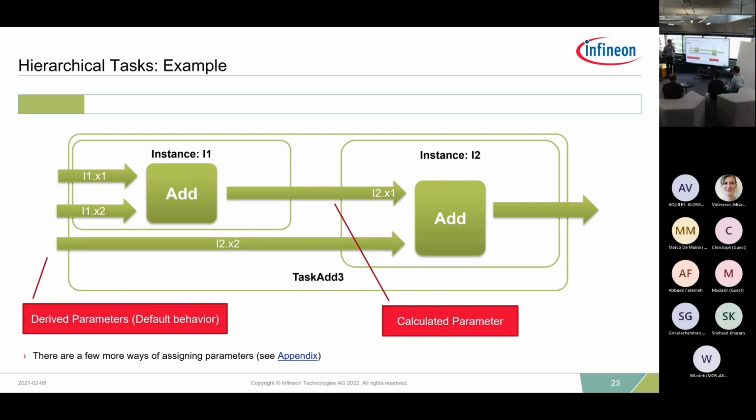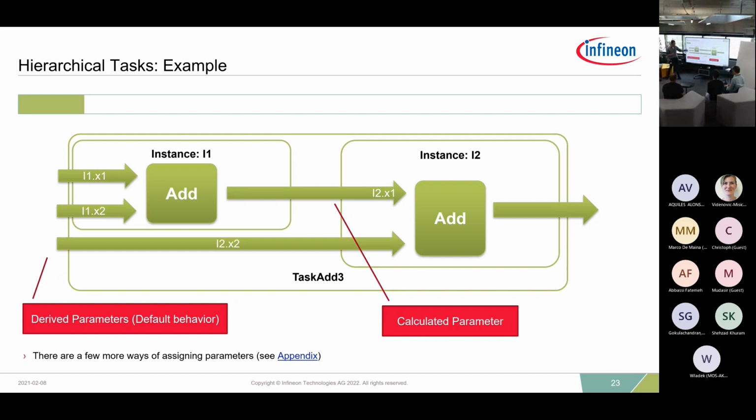And we already see a nice concept here, because we now want to feed the output of the first task to the input of the second one. This means that this input here, I2 x1, is now a calculated parameter. We call it a calculated parameter because it's not settable from above. It's calculated inside of this run method.